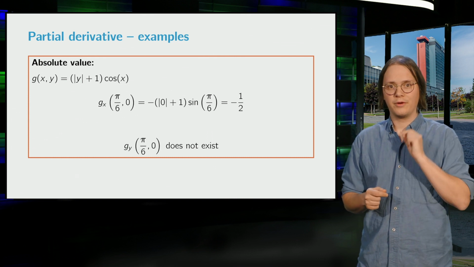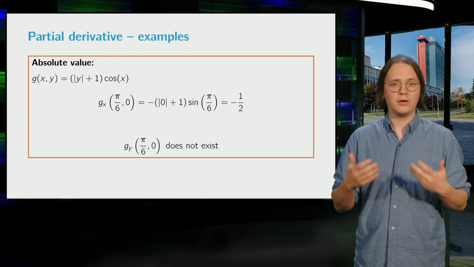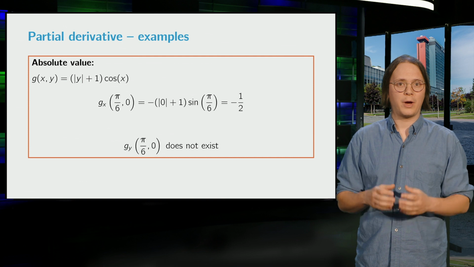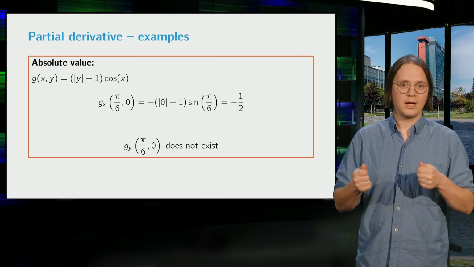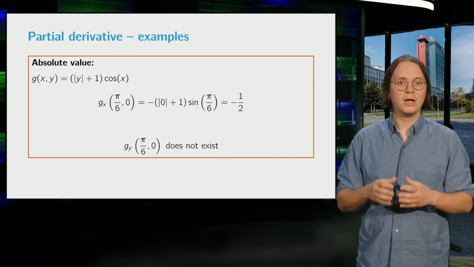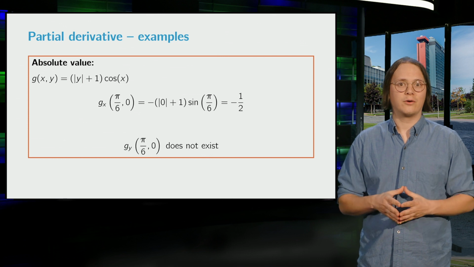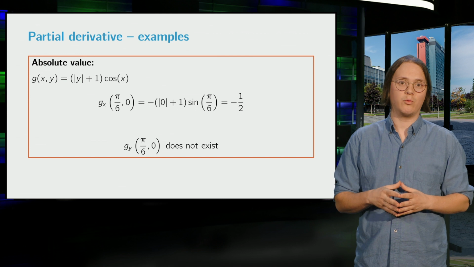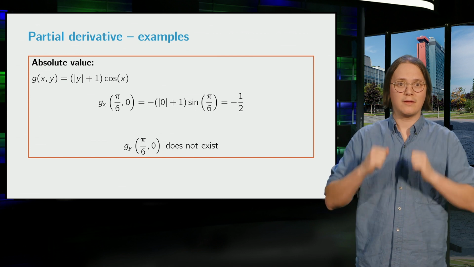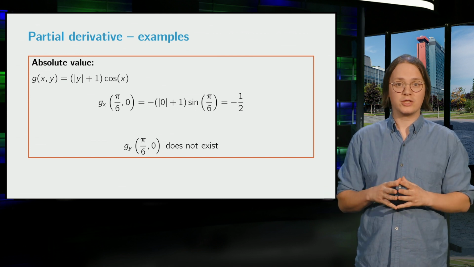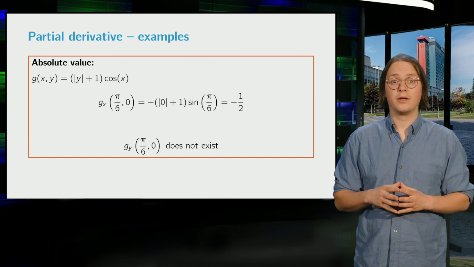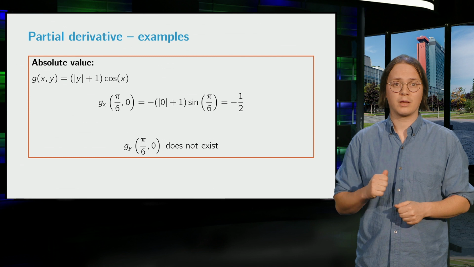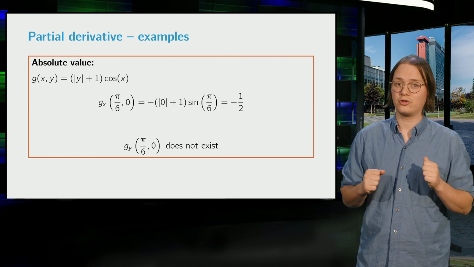However, for the derivative with respect to y, we must actually conclude that it doesn't exist. Indeed, if we plug in x equal to pi over 6, we find the function absolute value of y plus 1 times half times square root of 3. But the absolute value of y is not differentiable with respect to y, since it is too spiky at the origin. In particular, for negative values, the derivative is minus 1, and for positive values, it is 1. But at the origin, these two do not match.